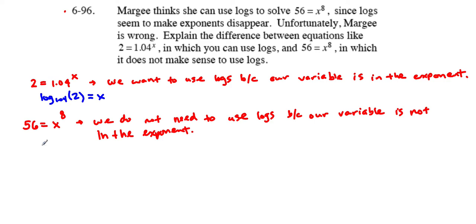This one, to solve, we're going to look at taking the 8th root of each side. We would do the 8th root of this side, and we would do the 8th root of the other side. Notice there are no logs involved. So in this case, x would equal the 8th root of 56. I don't know what that value is off the top of my head. It doesn't really ask us for it there.